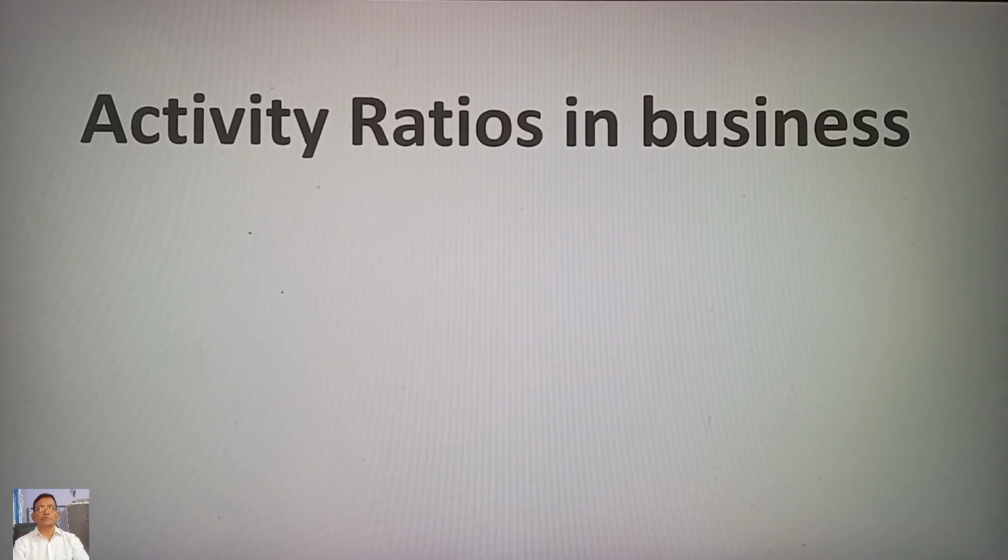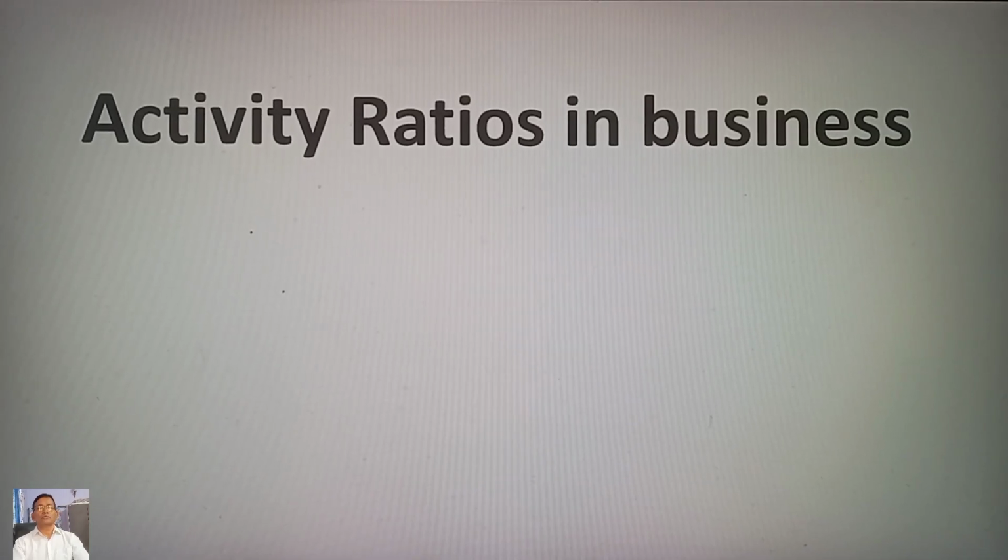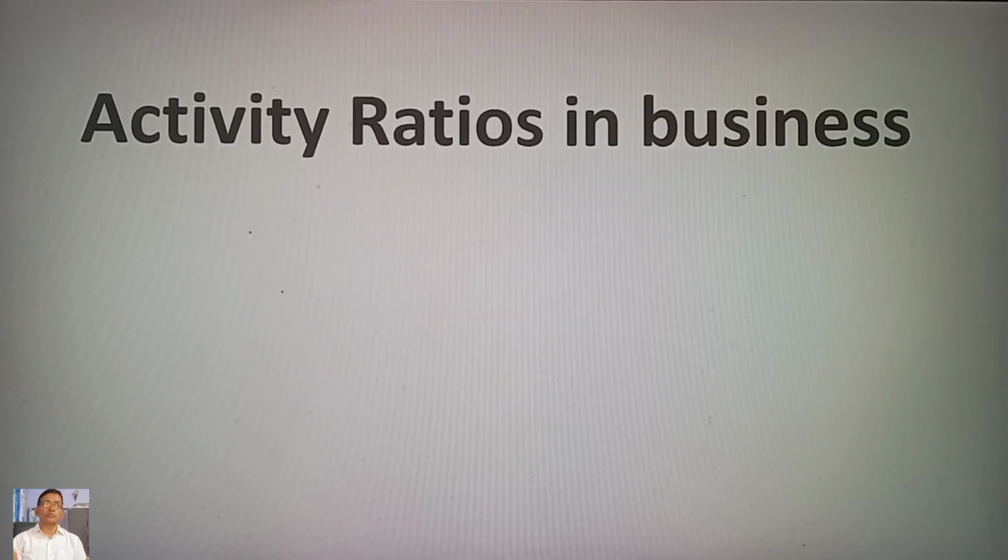We will discuss activity ratios in business. If you want to know the relative efficiency of companies in the same industry, we have to analyze activity ratios. Now, what are the activity ratios?